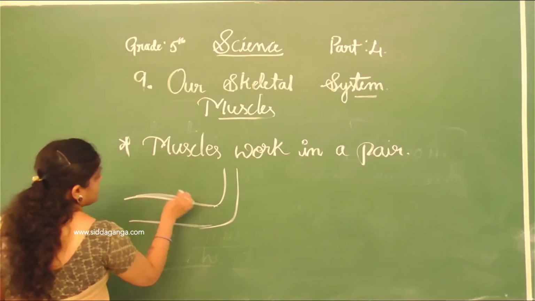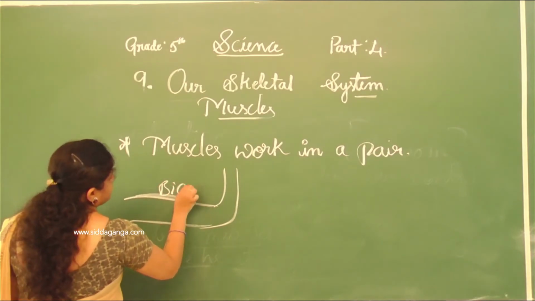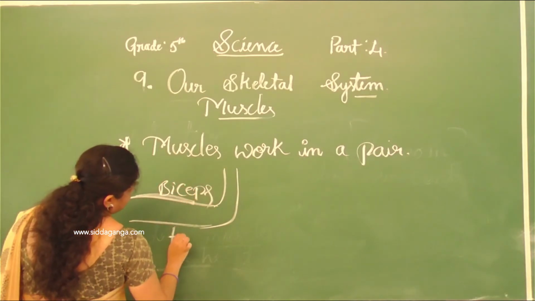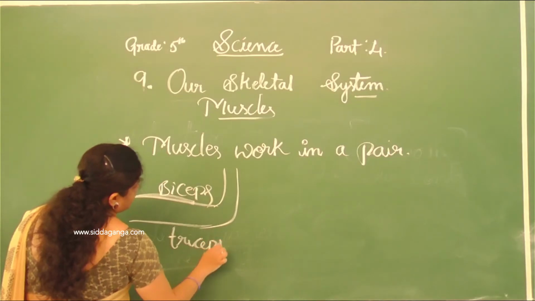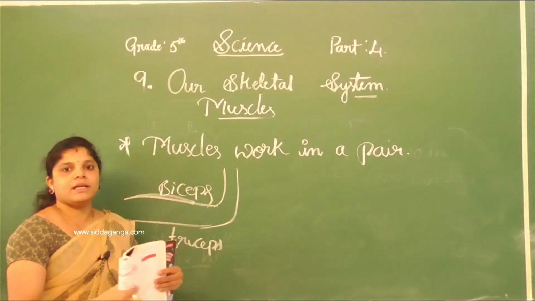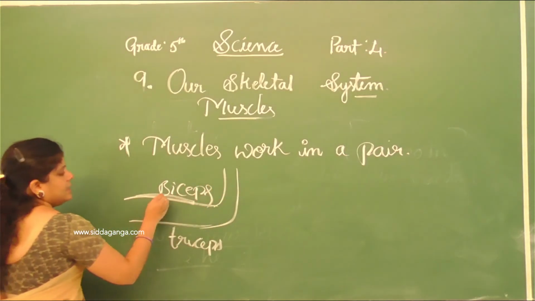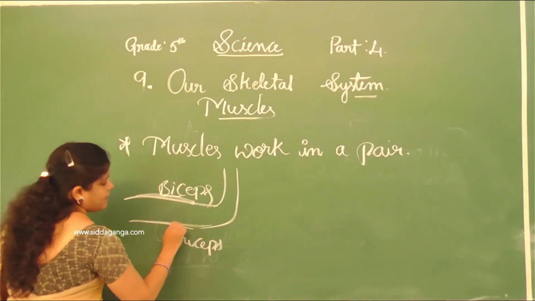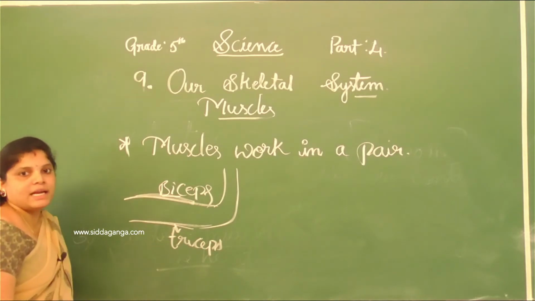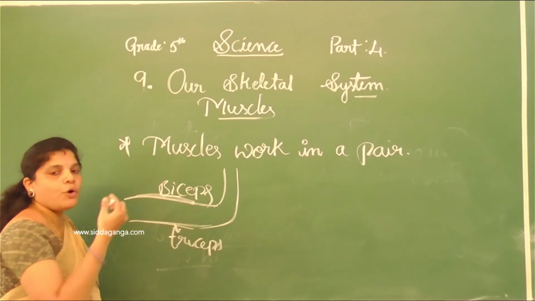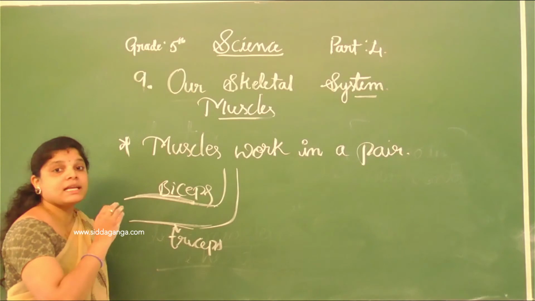See, this one is biceps and this one is triceps. So this one is arm. So this is my arm. See, this one is biceps and this back part is triceps. See, when biceps is contracted, triceps is relaxed.